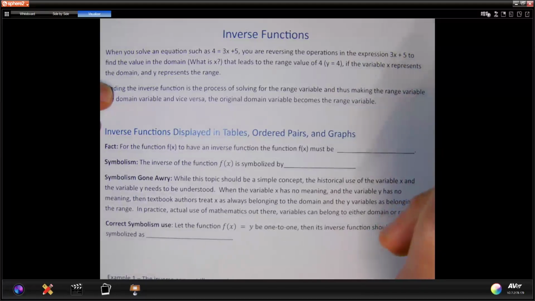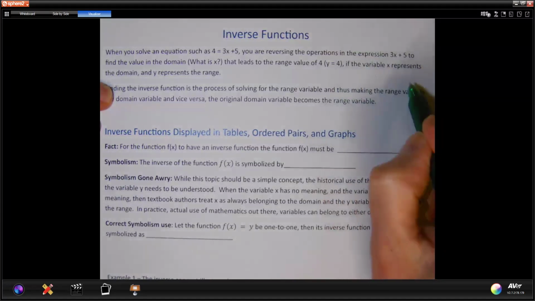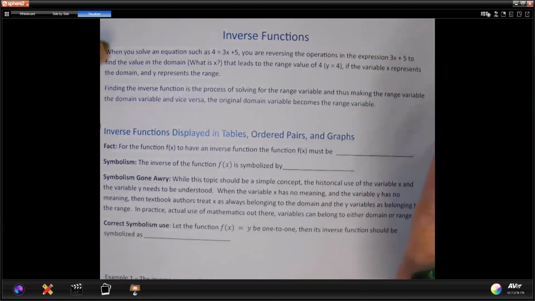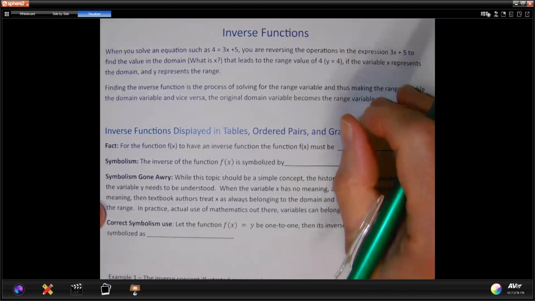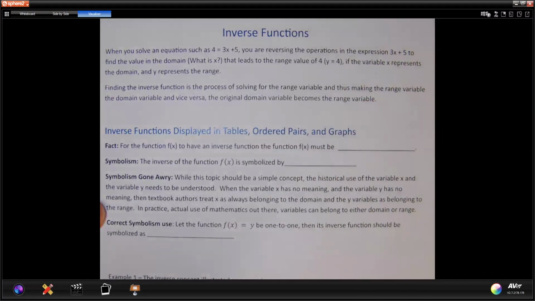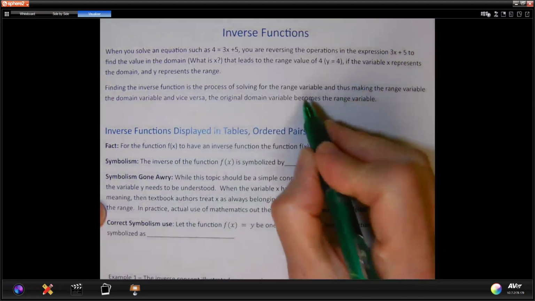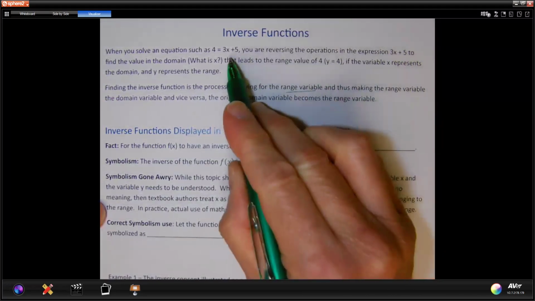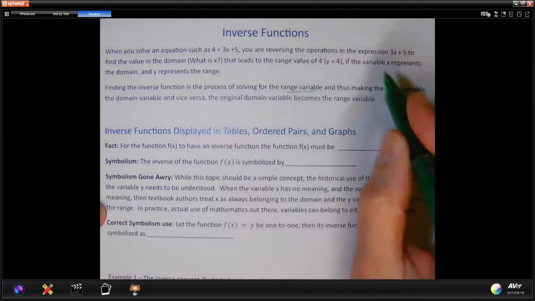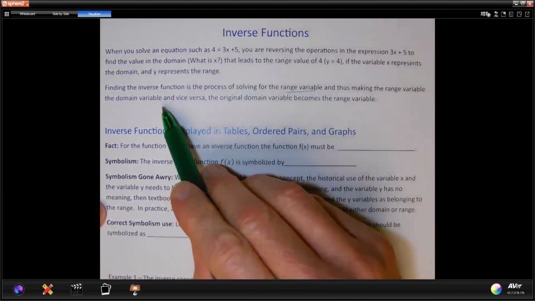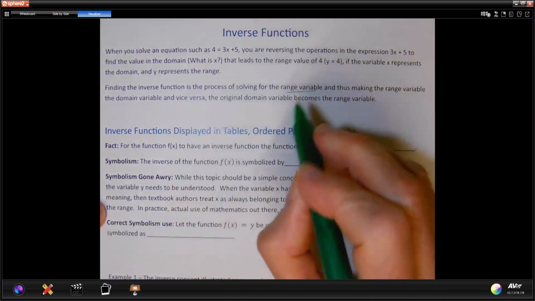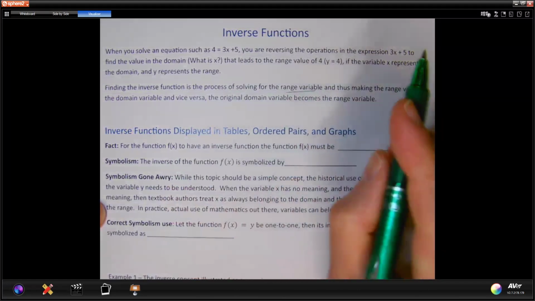If the variable x represents the domain and the variable y represents the range, okay? Finding the inverse function is a process of solving for the range variable. So here we can solve for a particular value, thus making the range variable the domain variable and vice versa. The original domain variable becomes the range variable, okay?